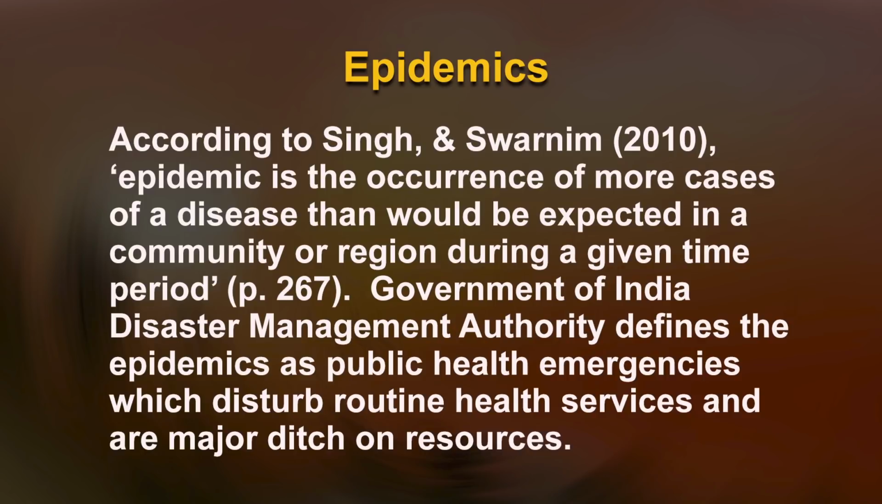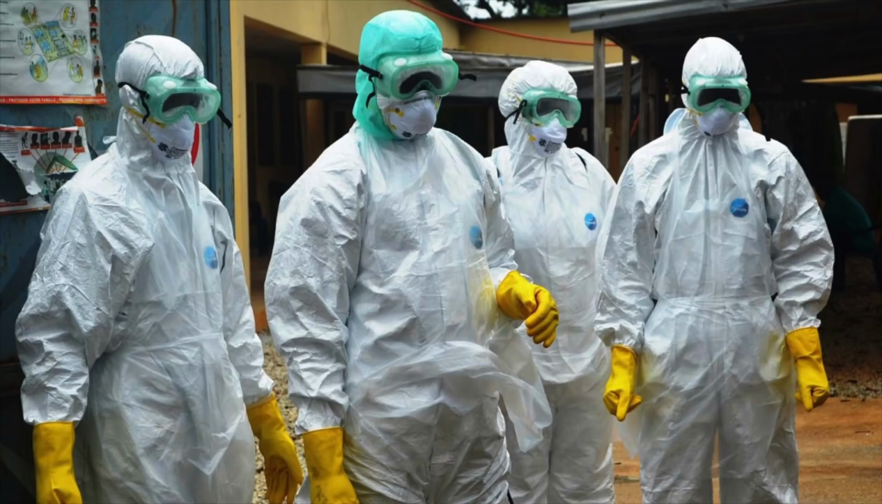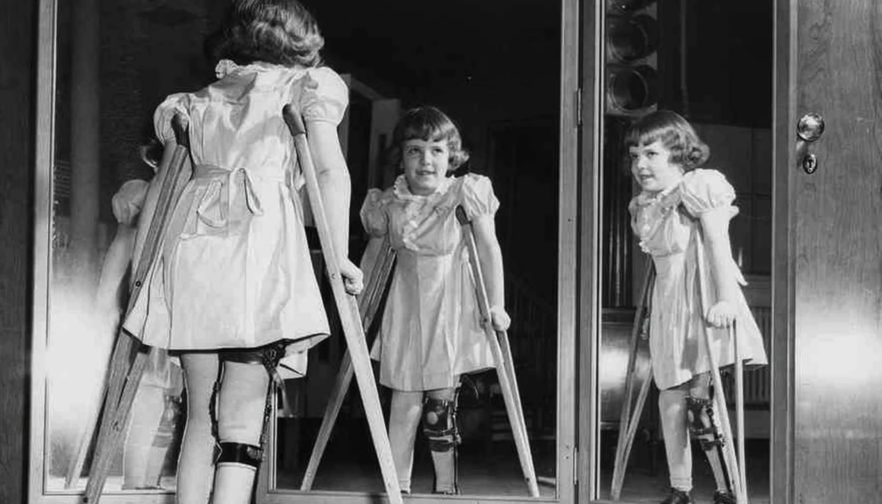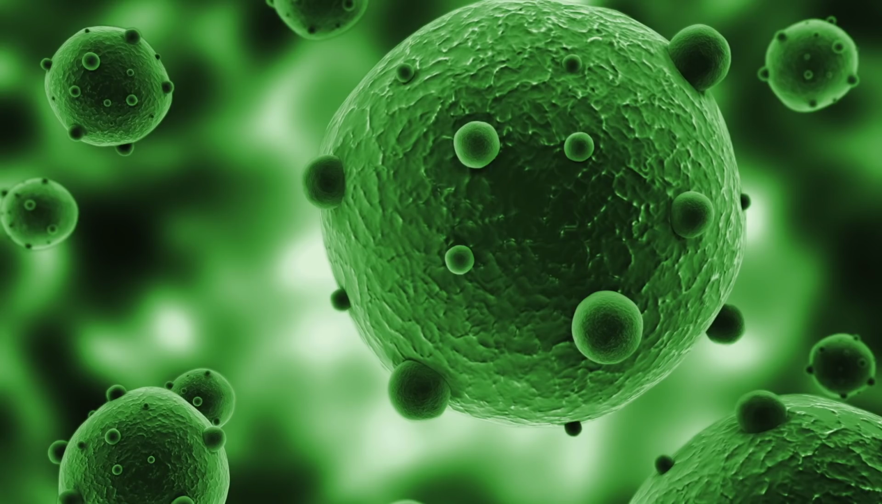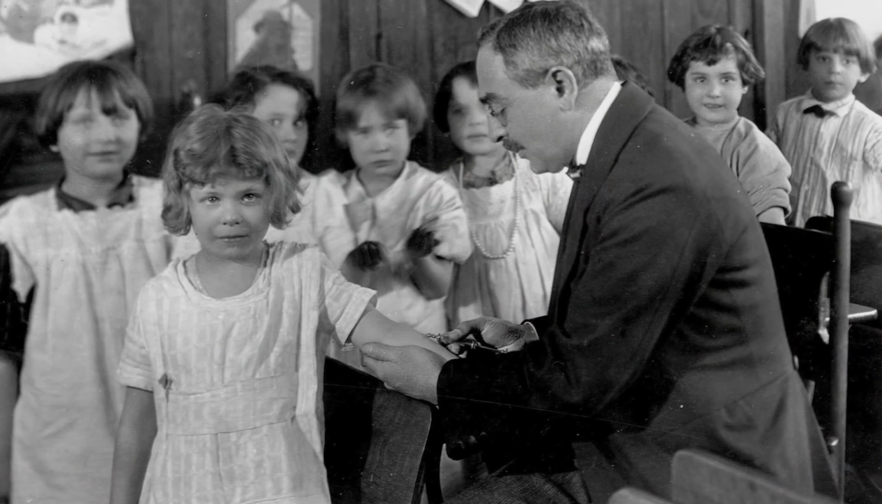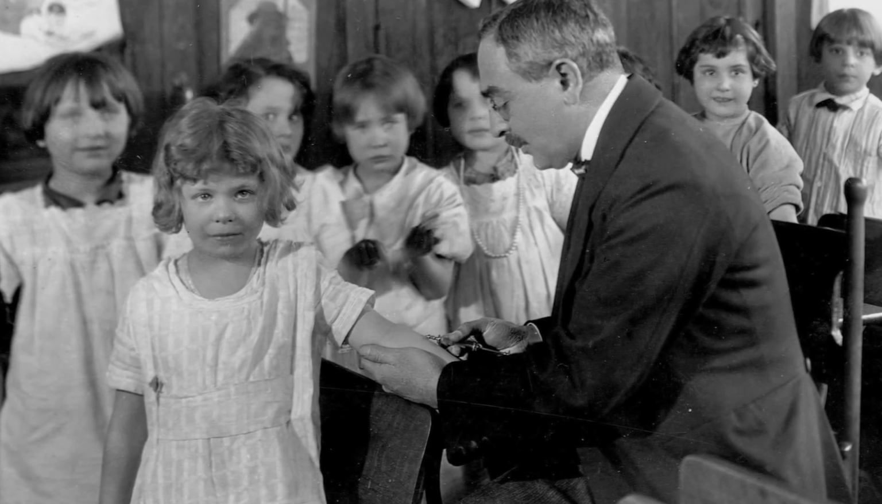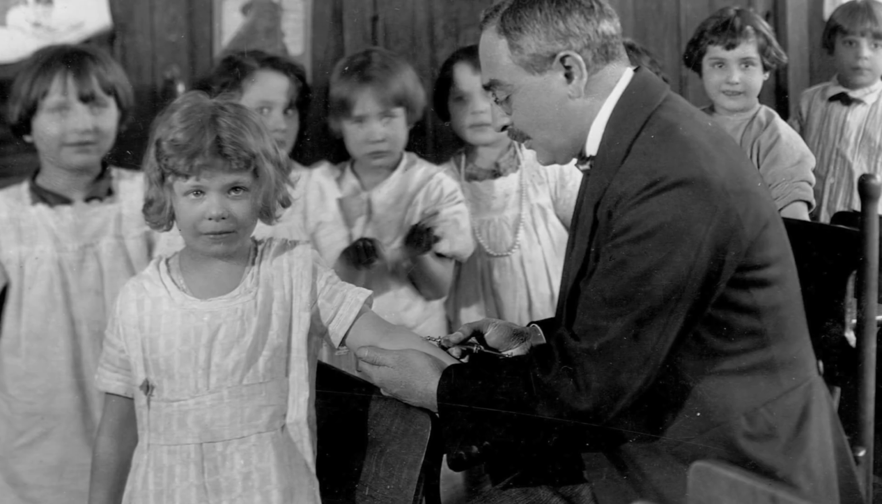Government of India Disaster Management Authority defines epidemics as public health emergencies which disturb routine health services and are a major drain on the resources. Epidemics can be viral infection diseases like meningitis, measles, dengue, polio, typhoid fever, and bacterial infectious diseases like cholera, diarrhea, etc. Though epidemics have confluent factors and a gradual build up of the situation, it gets people's attention with the outbreak. Certain vulnerable areas and populations usually get a preparatory phase to prevent some of the epidemics by improving the conditions.